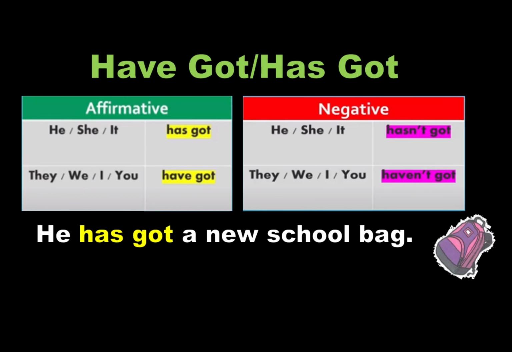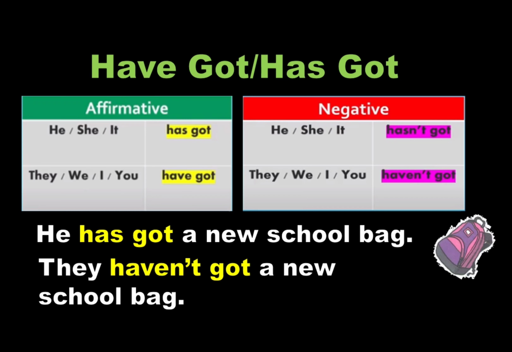Let me give you an example for negative statement. They haven't got a new school bag. Check out the subject pronouns. It's they. Therefore, we use haven't got. They haven't got a new school bag.